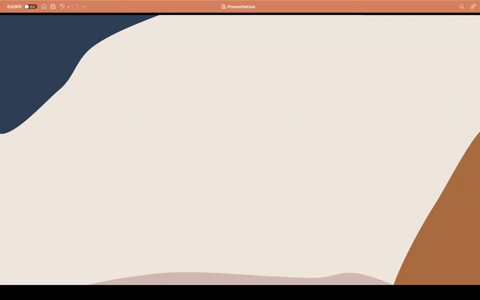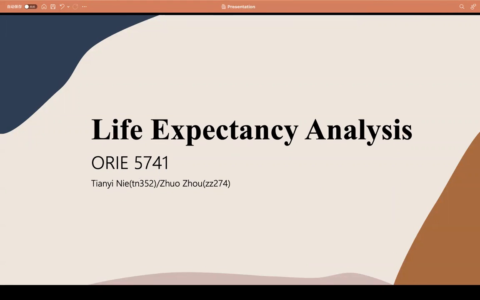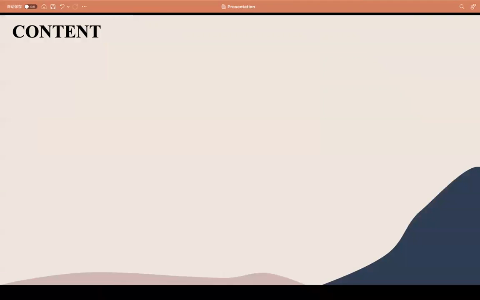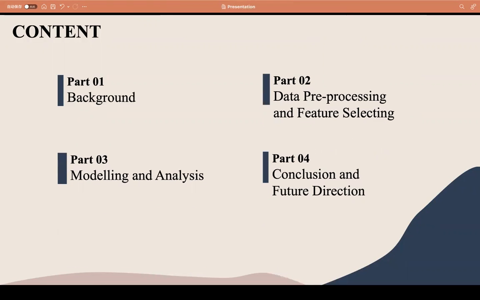Hi everyone, this is our final project about statistical analysis on various factors of expected life expectancy. My name is Tianyi Nie, and my partner is Zhuo Zhou. Hello. We will introduce our project from 4 parts as shown: background, data pre-processing and feature selecting, modeling and analysis, and conclusion and future direction.